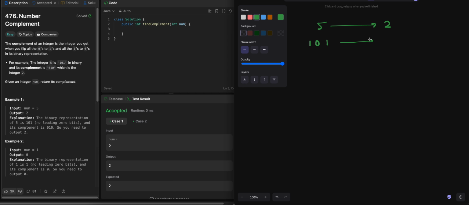Now to find its complement, what we have to do is interchange 1 with 0 and 0 with 1. So 1 will become 0 and 0 would become 1. Okay, so this is the binary representation. Now if you convert it to decimal representation, it would come as 2. So this is our final answer. So that's what is being asked in the question.